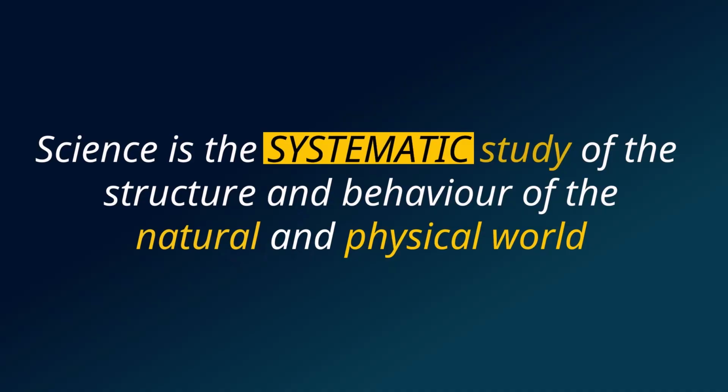So, guys, in the previous video, we discussed science. Science is basically a systematic study of the structure and behavior of the physical and natural world. I want you to focus on this word systematic. This word is there for a reason, because there's a particular system we have to follow in order to do science. It cannot be random, it cannot be your opinion.